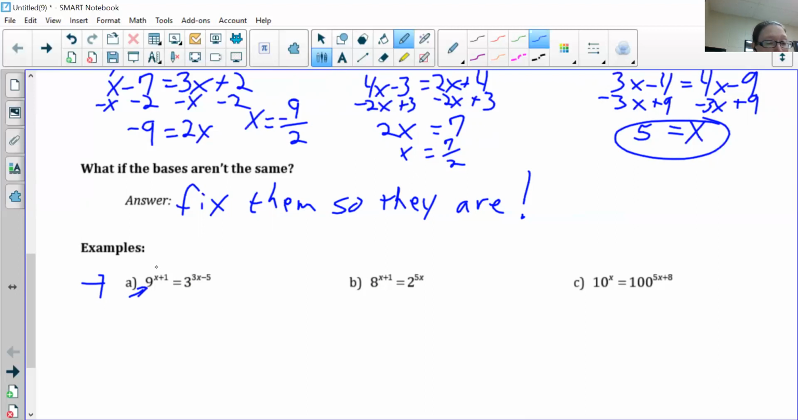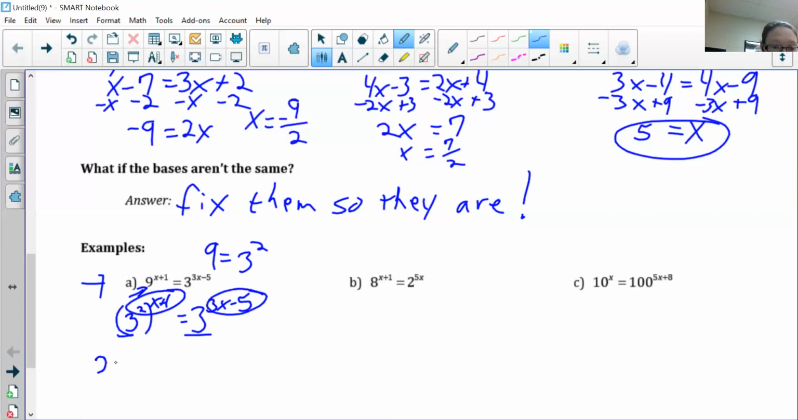All right, so let's think about it. 3 to what power equals 9? It's 3 squared, right? So I can say that 9 is equal to 3 squared. I didn't change the value, I just changed how it looked, right? So let's rewrite that 9 as 3 squared. So if I said 3 squared to the x plus 1 power equals 3 to the 3x minus 5 power. We now have the same bases. So we can set the exponents equal to each other.